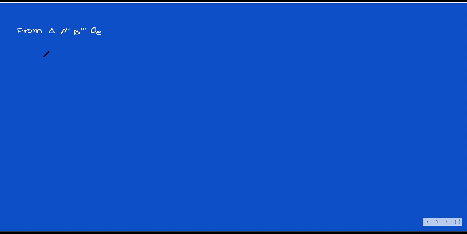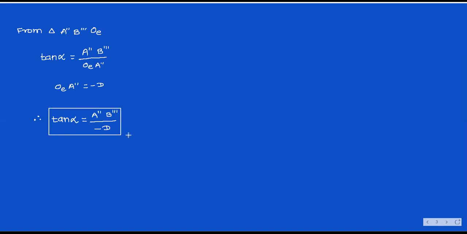So what I'm getting? Tan of alpha is equal to A double dash, B triple dash divided by OE into A double dash. Already we know OE, A double dash is what value? Minus D. And therefore, can I write like this? Tan alpha is equal to A double dash, B triple dash divided by minus D. So call this equation number 3. What is this equation number 3?